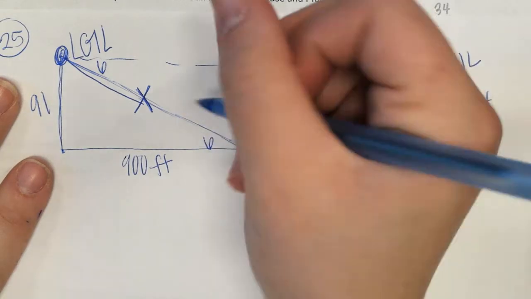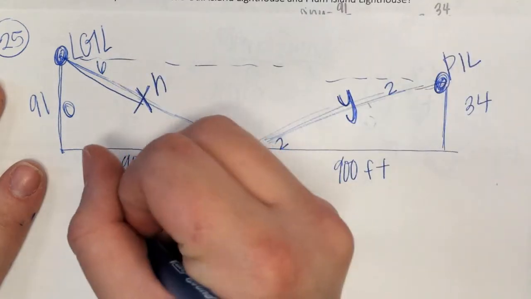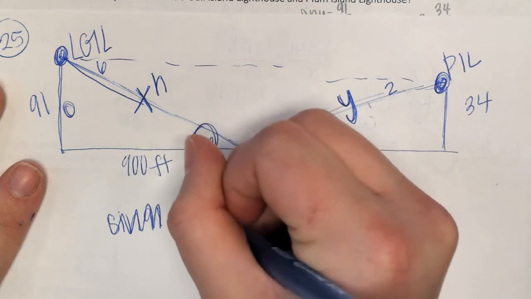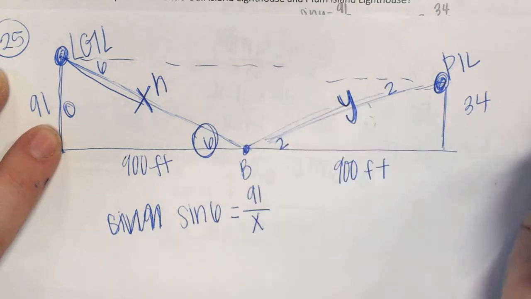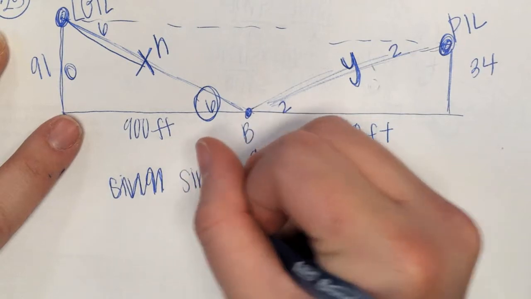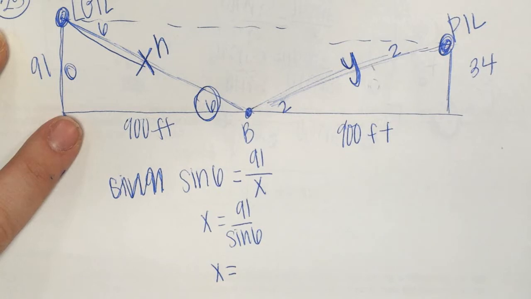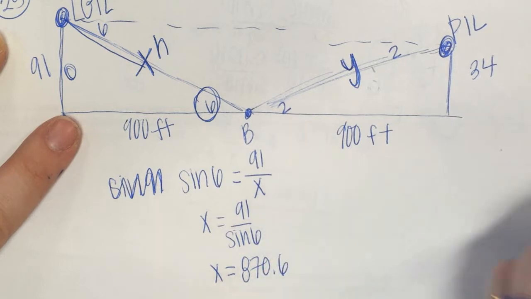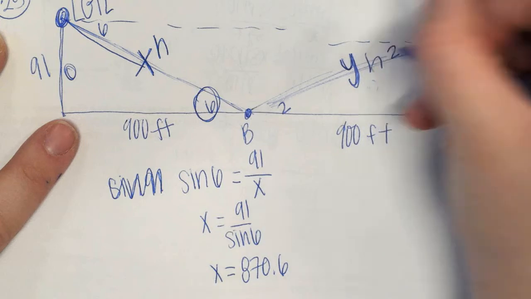Using 6, I would use your opposite over your hypotenuse. So this is going to be sine of 6 equals your opposite, which is 91, divided by x. Now when x is down low, just switch these two, so x is equal to 91 divided by sine of 6. So x is equal to 870.6.